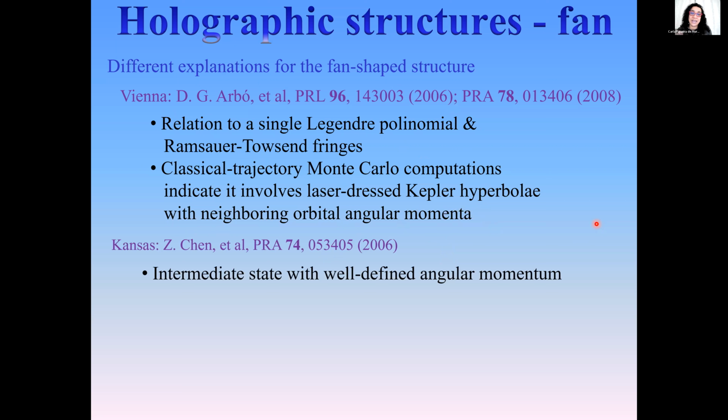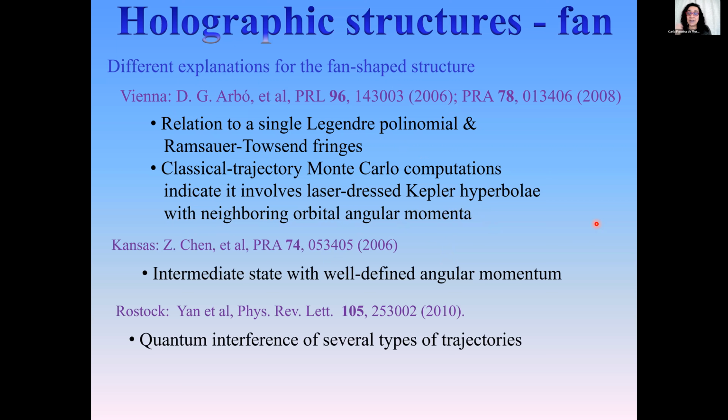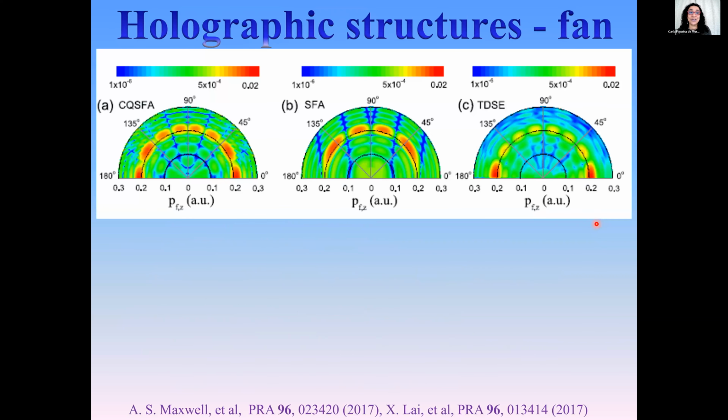These people also in Kansas, they have a similar method. They argued, okay, this is also a resonance because you have a well-defined angular momentum. Rostock, they had a method which was more powerful, but they considered then, because they couldn't disentangle the trajectories, that this was the interference between several types of trajectories. And at that time we did this, there was no direct computation of how this forms. So we decided to have a look.